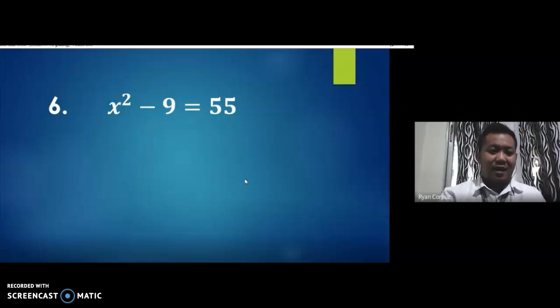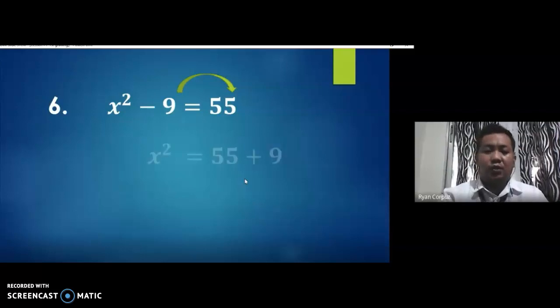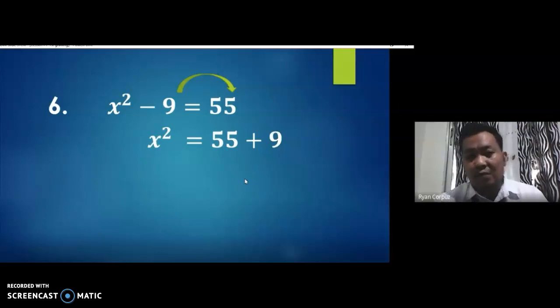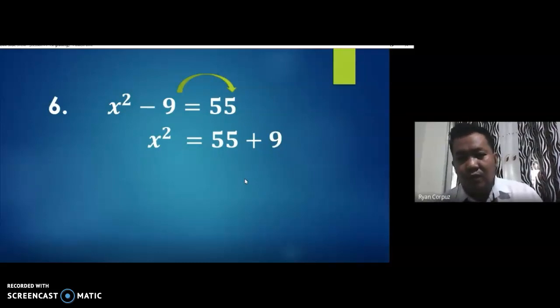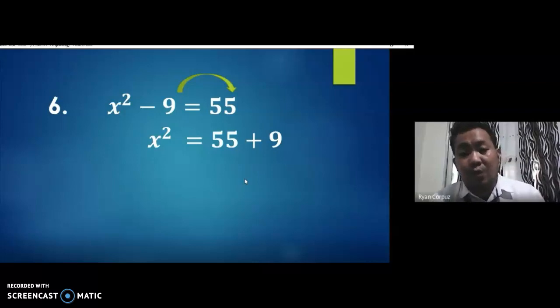So just like how we solve a quadratic equation by extracting the roots, the first thing we are going to do is to move the constant term to the right side of the equation. So what will happen will be x squared is equal to 55 plus 9. The negative 9 will become positive when we move it to the right side of the equation, because since it jumped the equal sign, the sign will change. Or it is the same way that we made use of the addition property of equality.